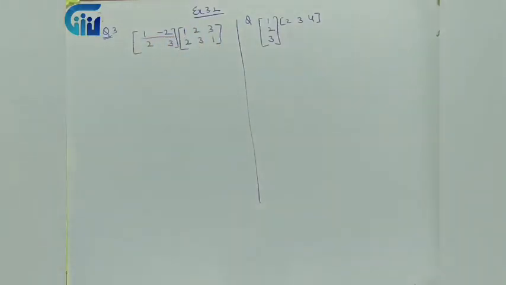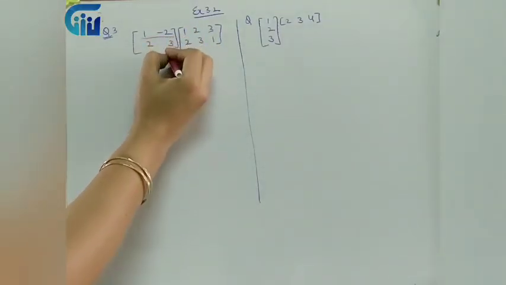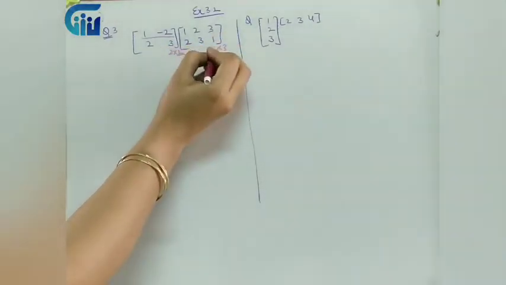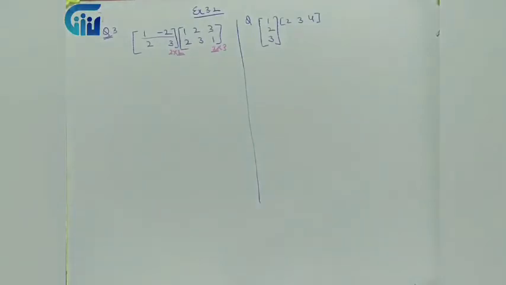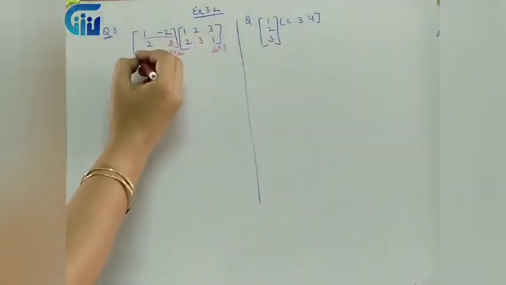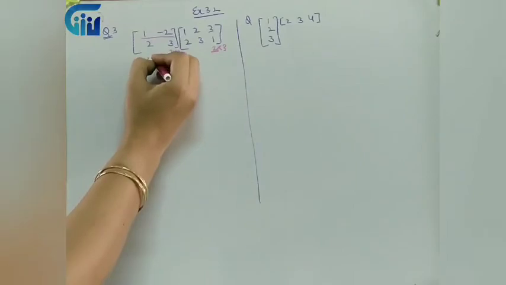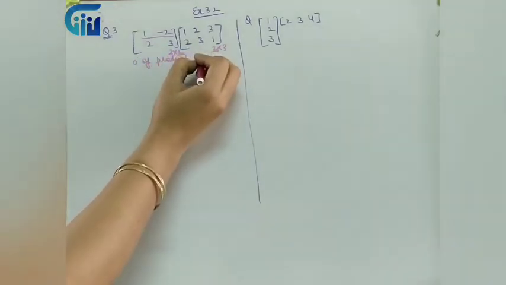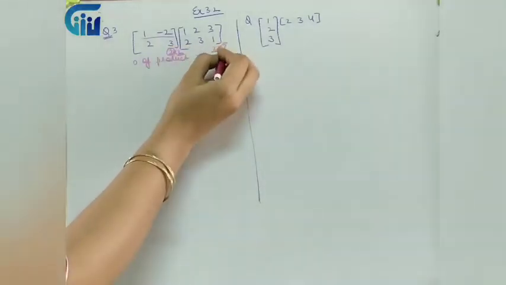First of all, what we have to check? What is the order of this matrix? 2 cross 2. What is the order of this matrix? It is 2 cross 3. So I can multiply because the number of columns and number of rows are same. So right, what will be the order of the product matrix? The order of the product matrix will be 2 cross 3, the left out thing.